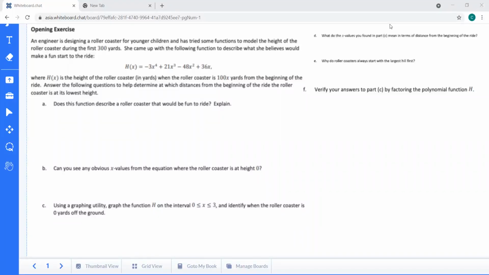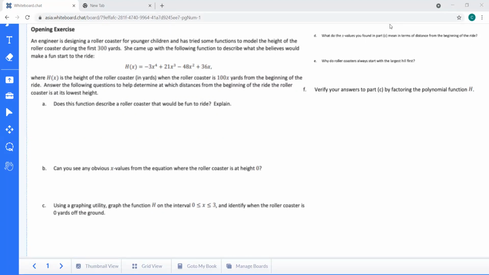Okay, guys, this says an engineer is designing a roller coaster for younger children and has tried some functions to model the height of the roller coaster during the first 300 yards. She came up with the following function to describe what she believes makes a fun start to the ride. So this is just the first 300 yards, where h of x is the height of the roller coaster in yards.